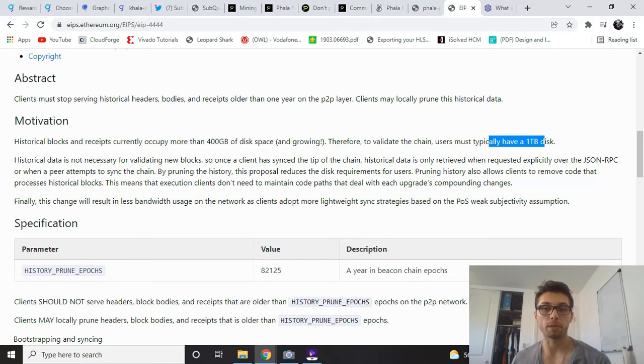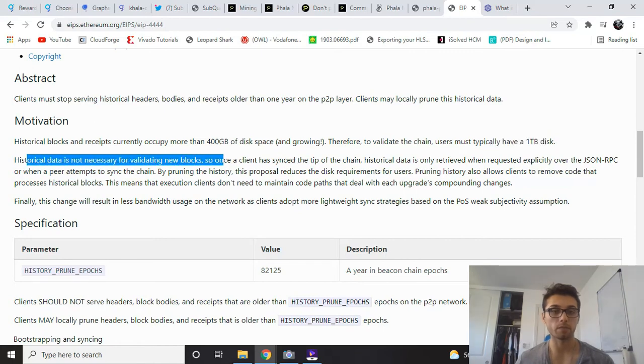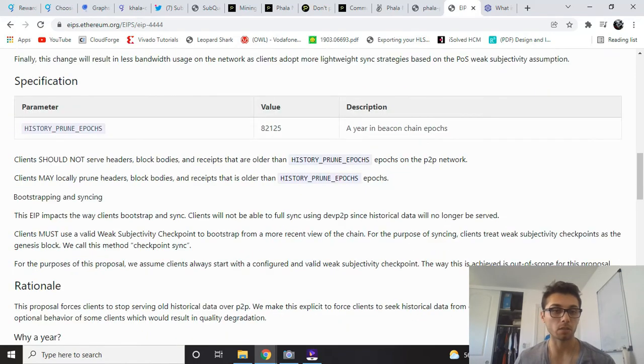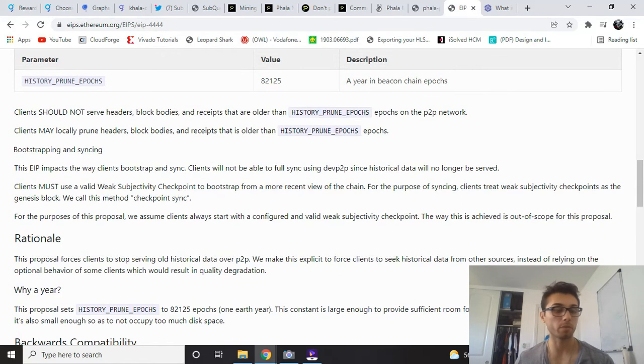The whole thing about Ethereum is keeping its hardware demand low enough that consumer products can run or validate this chain. The historical data is not necessary for validating new blocks, so once the client has synced to the tip of the chain, historical data is only retrieved when requested explicitly over JSON RPC, so remote procedure call, from some type of distributed app that is presenting accounts or information that has happened in the past on the Ethereum blockchain.